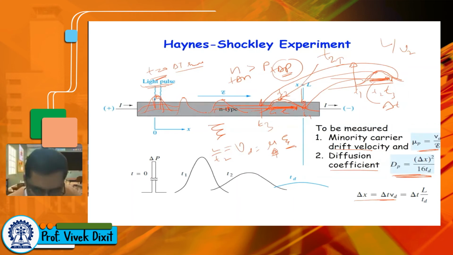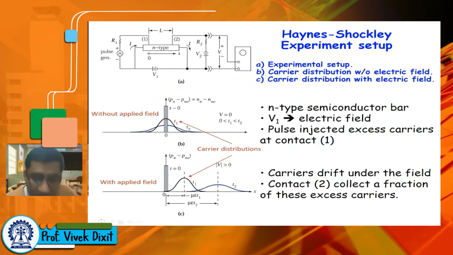So now let us look at the setup, how Haynes and Shockley made the setup. So this is the setup here. There are two voltages. The first voltage is V1, which is used to create the electric field. It is end to end, and the length is not L here, because L is between 1 and 2. So this will create an electric field.